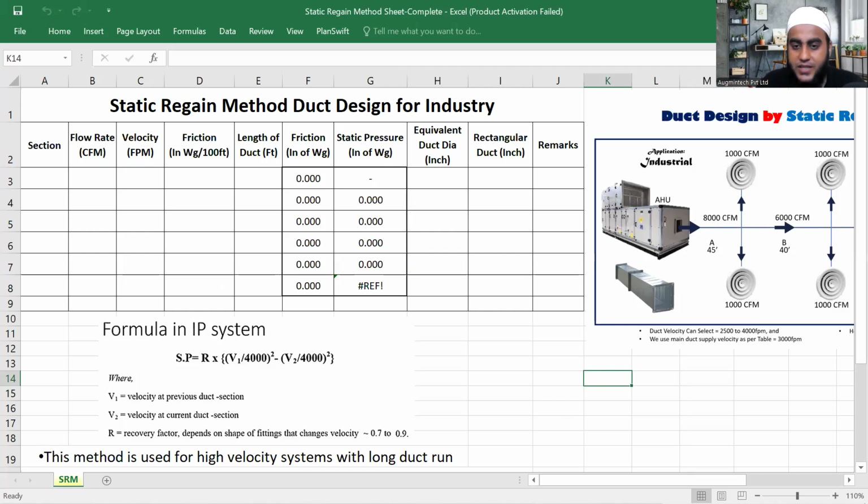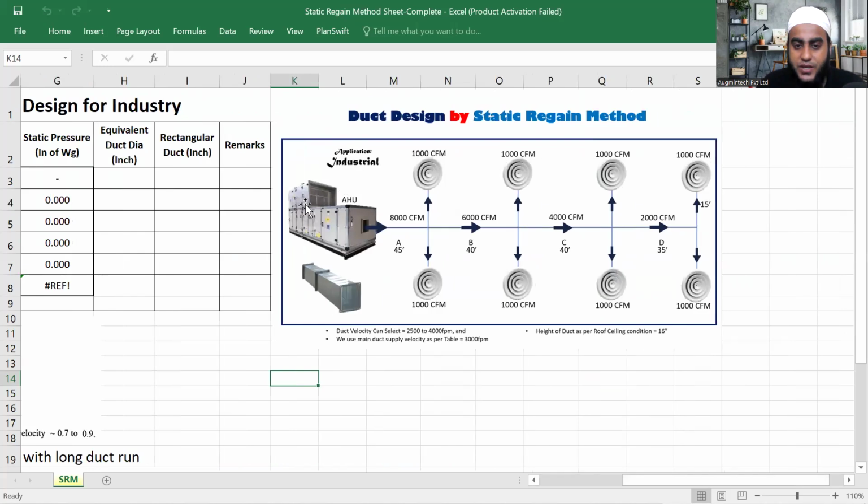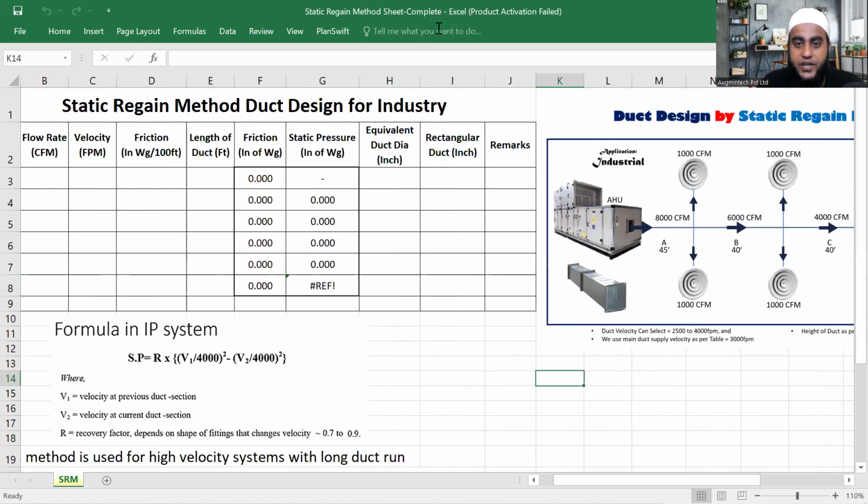The application is the same, okay? As I told you, we are designing for industrial application. So same, suppose from heat load calculation we have got 8,000 CFM in the main duct. Then when you are supplying 1000 CFM in this diffuser, the remaining is 7000. Again, when you are supplying, 6000 remains, and so on. So section A flow rate is 8000 and the total length of duct is 45. Okay, so remember all these details. And now the next thing: for industrial application, first let me know, in the main duct how much maximum velocity we can maintain.